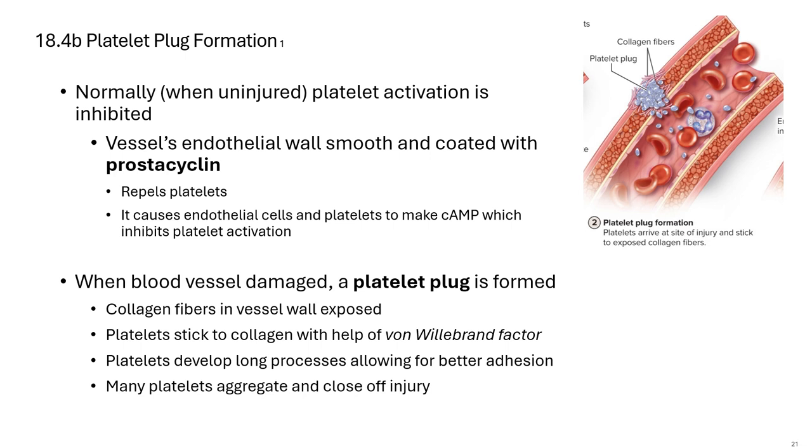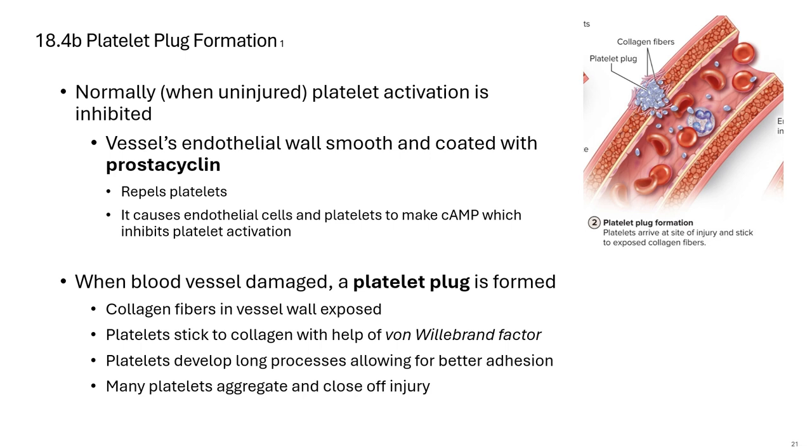Second one is called platelet plug formation, right? Platelet plug formation. So with this, again, the name of the phase tells you what's going on. We have platelets beginning to clump together, right? So by forming this plug, we're preventing, again, additional blood loss.